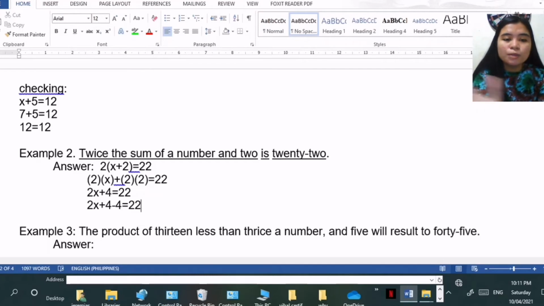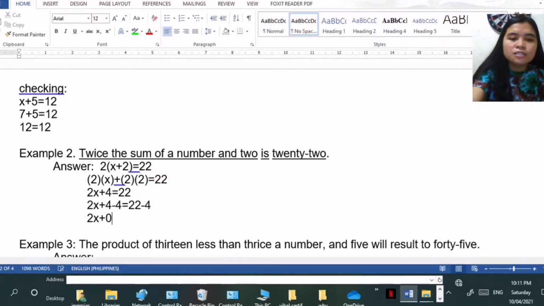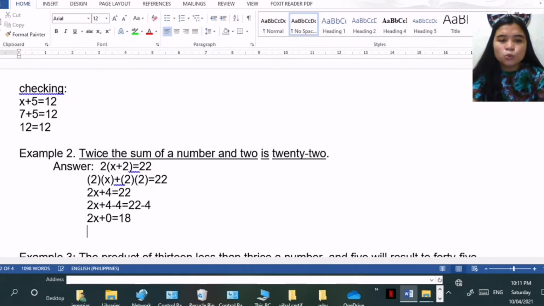And then kung ano ang minus mo dyan sa left side, dapat yun din sa right side. Kaya minus 4 din. 22 minus 4. Okay. And then copy 2x, and then 4 minus 4, that is 0. Okay, and then copy equal. Then 22 minus 4, that is 18. Okay. Now, 2x plus 0, that is 2x. And then copy equal, and then copy 18.